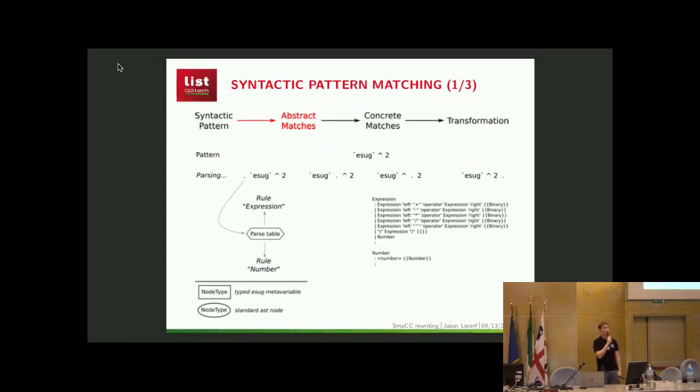So, how does it work exactly? So you start by parsing a pattern. It may seem weird, like this, but you will understand. So our pattern is ESUG to the power of 2, because it's better. You need to know where to start your parse, because you have probably at least hundreds of rules in your grammar. So you don't want to have to define every pattern from the start of your program.